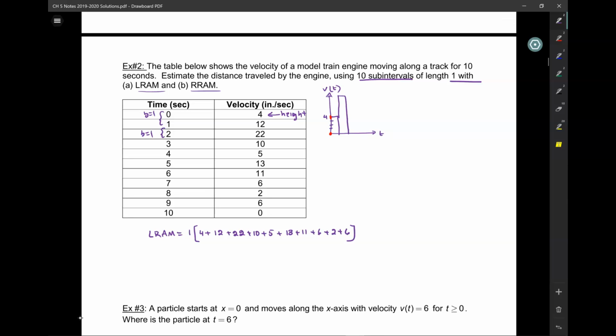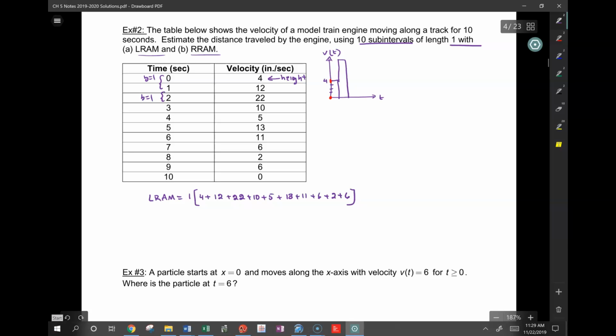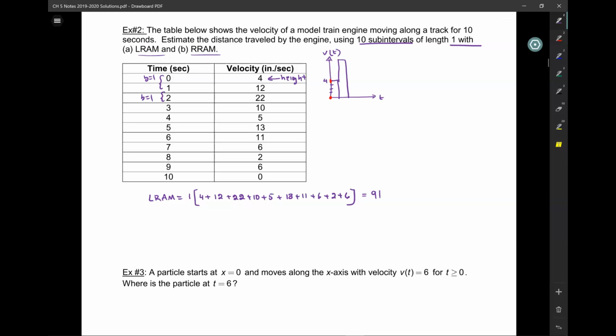Okay. No, we're not squaring them, because the reason why we were squaring them before is because we were given the function. Now you're given the actual value. Somebody did the squaring for you. This gives you 91. And what's the unit if this is for the distance?